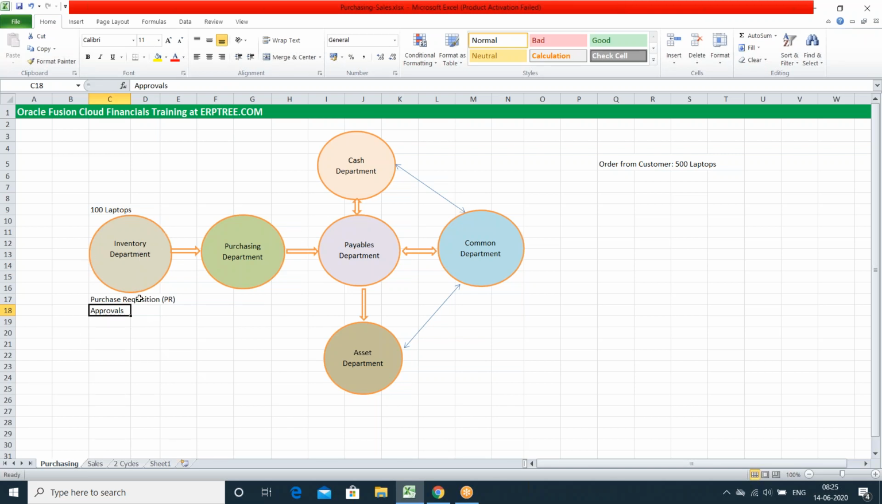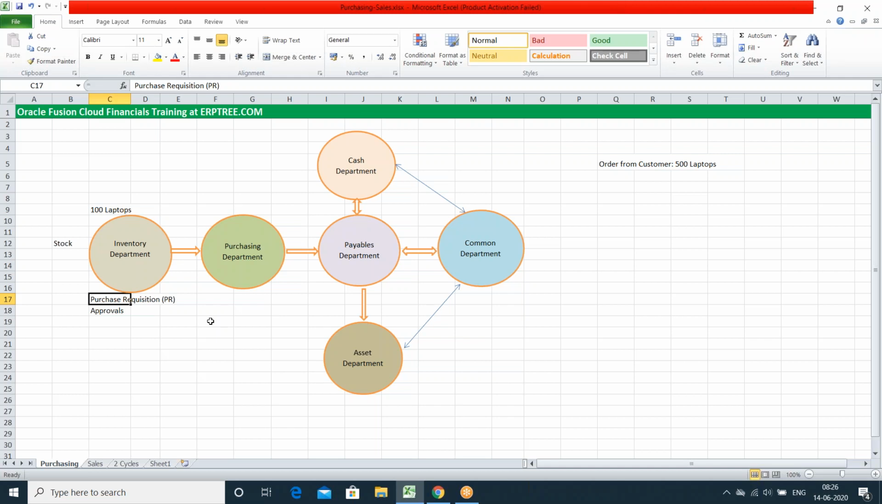Apart from that, the inventory department maintains the stock. That is the primary responsibility. What is the purpose of the warehouse? To maintain the stock. So in what cases can the inventory department raise the requisition? One could be orders from the customer. If there is any order from the customer, or any shortage within the inventory, they have to raise the purchase requisition.